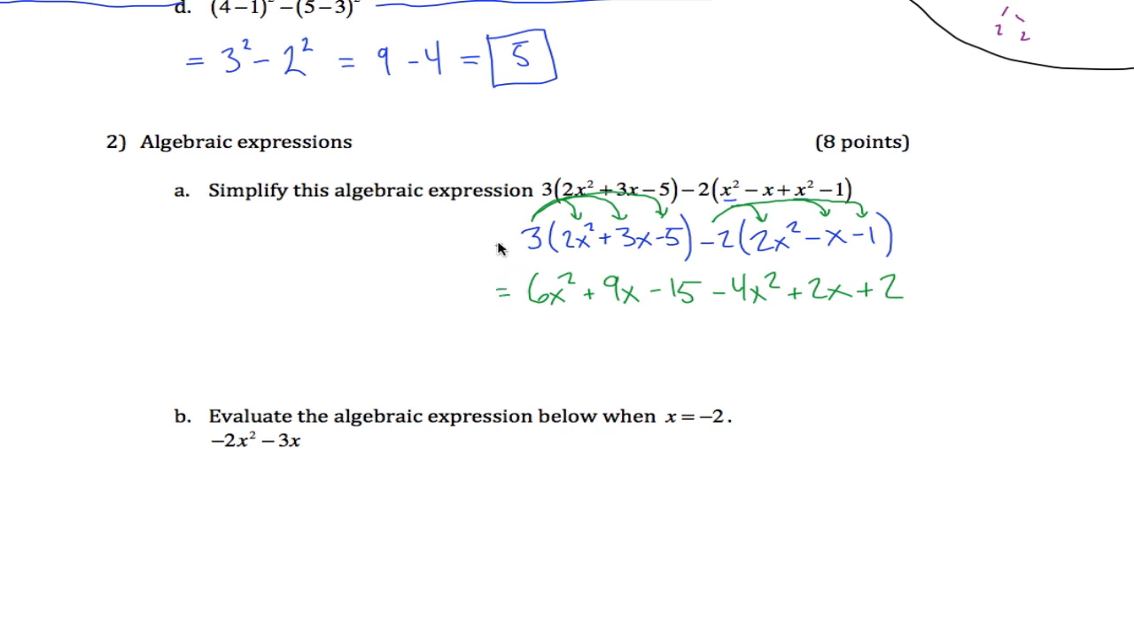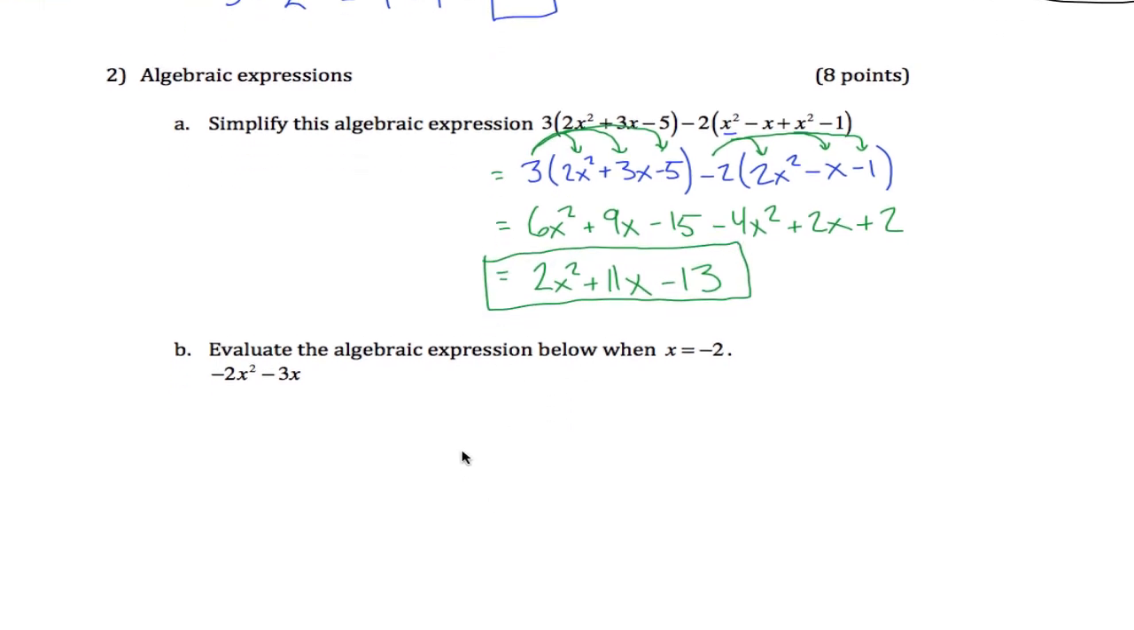Then we can go one more step and combine like terms again. We have 6 of these x squared things, and then we have negative 4 of these x squared things. So net we have 2 of these x squared things. We got 9 of these x's and 2 more of these x's, so we got 11 of these x's. And negative 15 plus 2 is negative 13. So that right there is your answer.